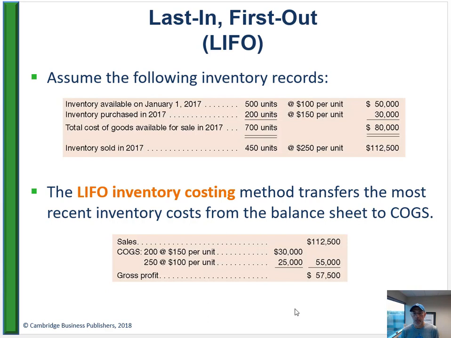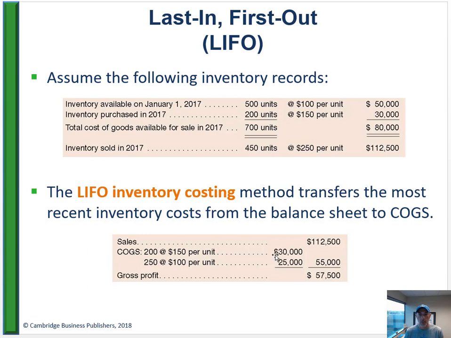Okay, let's contrast that to what the inventory costs would show up on the income statement as if we were using the last in, first out method of inventory costing. So this is referred to as LIFO. Same calculation. We start with 500 units at $100 per unit. We add 200 units at $150 per unit. We end the year or month with 700 units, total cost of $80,000. Same revenue number. Okay. So now when we cost our inventory sold, we're using the last in, first out method.